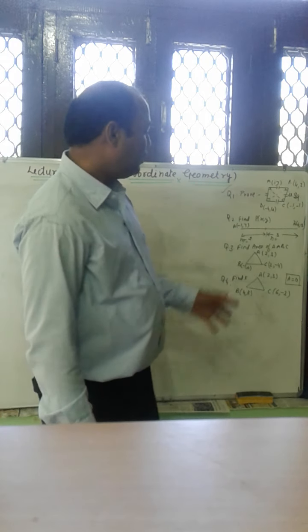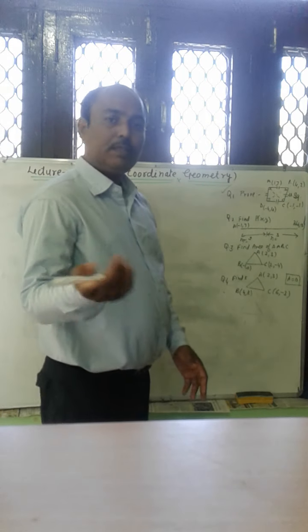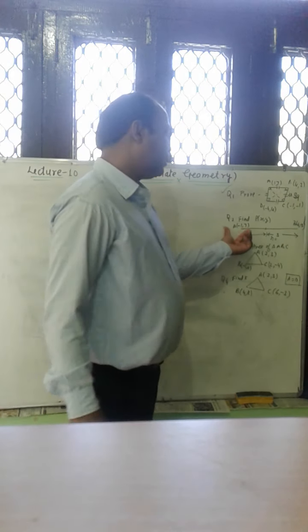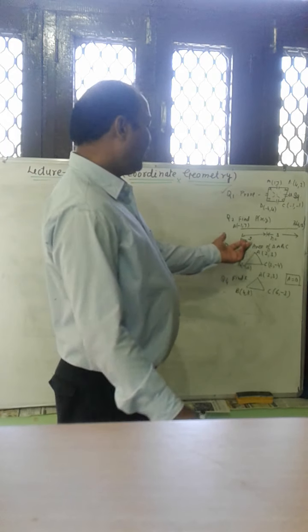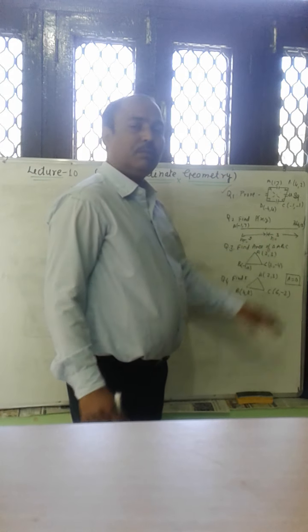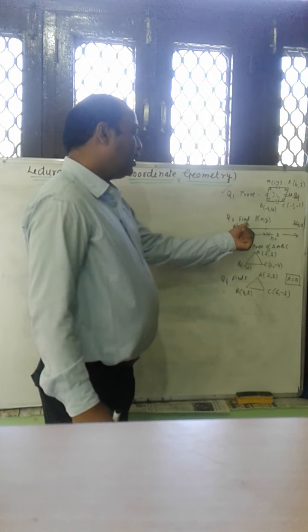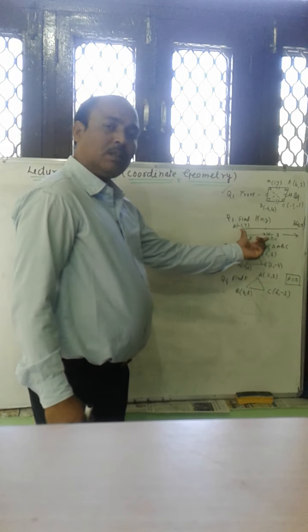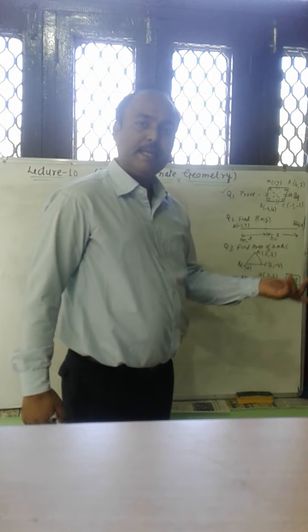Okay, now there are more questions also written in textbooks. Their coordinates may be different and their ratio may also be different. But the question is given in the same manner. So we use the section formula here, which we already proved in the previous lecture.